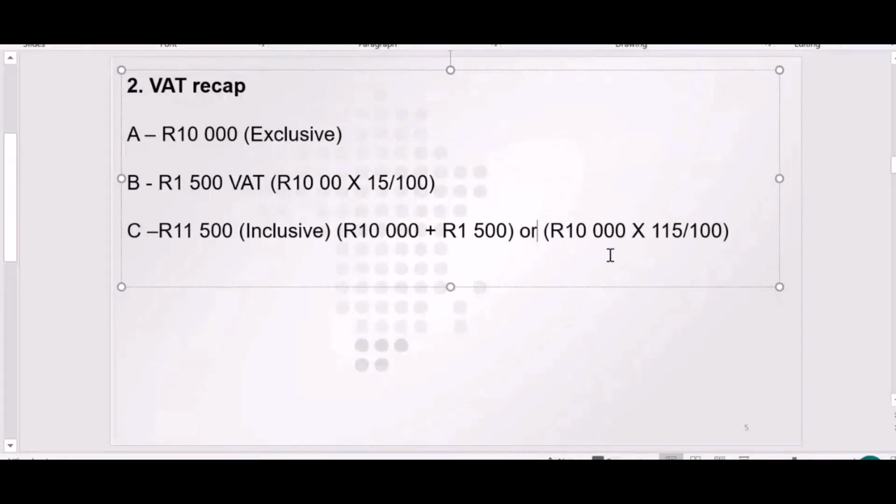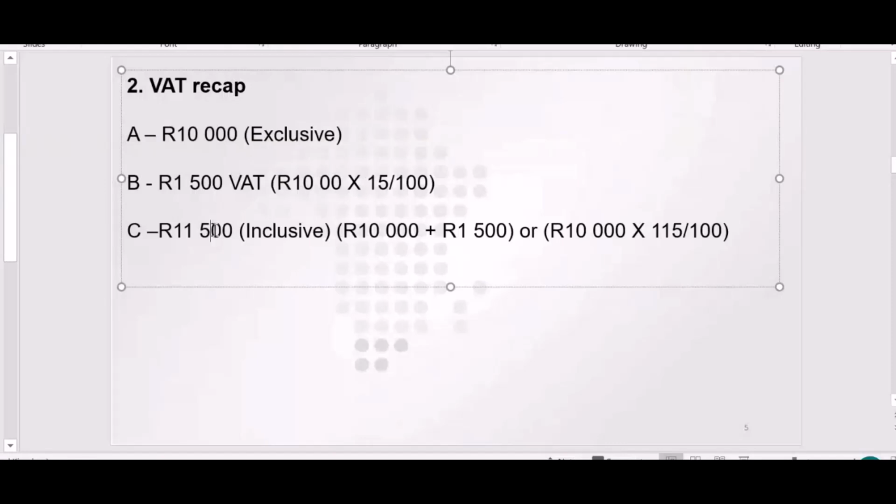Okay. Thanks for that. So if you are given 11,500, how would you calculate the 1,500 and the 10,000? If you are given C, how will you calculate A and B? Let's see by the raise of hands. If you are given C, how will you calculate A and B?